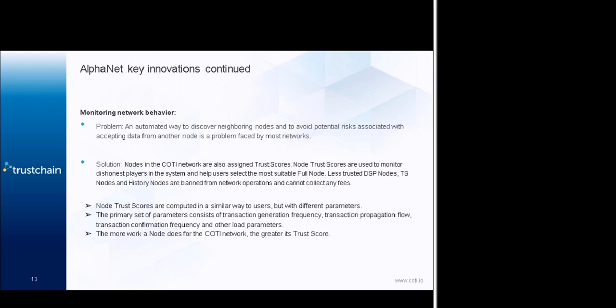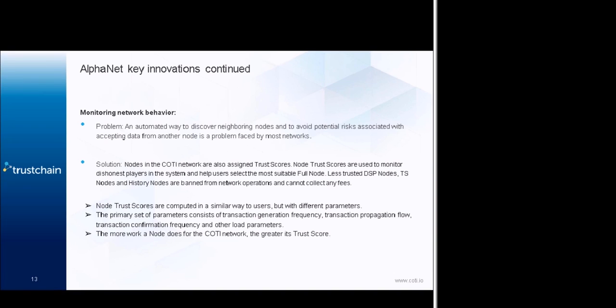Another very unique aspect of the COTI network is the ability to monitor the network behavior in real time. In most systems, there is no way to efficiently detect bad players in the network. So in COTI, we have a monitoring layer, which works by assigning trust scores also to nodes. Node trust scores are used to monitor dishonest players in the system and help users select the most suitable full nodes to connect to. Node trust scores are computed in a similar way to user scores, but with a different matrix of parameters. The primary set of parameters consists of transaction generation frequency, propagation flow, confirmation frequency, and other load parameters which we have in the system.